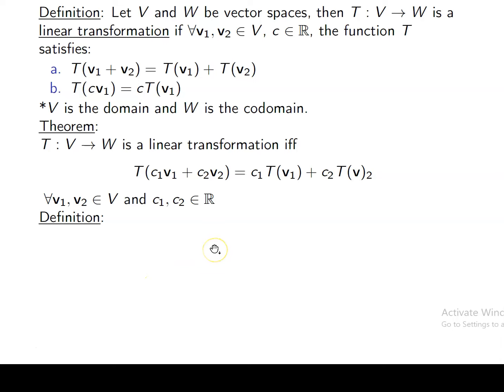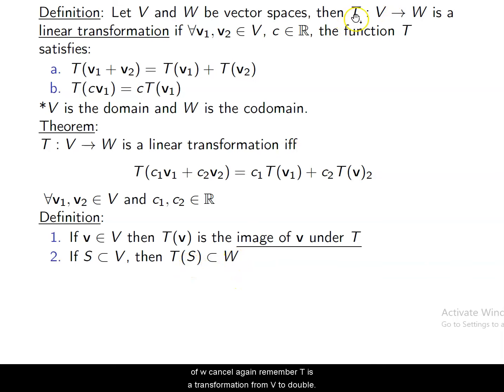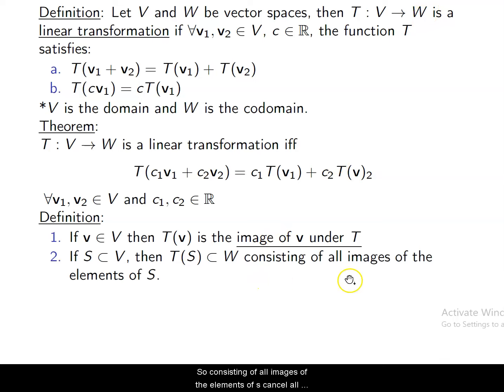All right. Definition: if V is a vector in our vector space V, then T of V is the image of V under the transformation T. If S is a subspace of V, then the transformation of this subspace is a subspace of W. Okay, so again, remember T is a transformation from V to W. So if we have a subspace of V, the image of that subspace is a subspace of W, consisting of all images of the elements of S. So all of the vectors that are in S, their transformation is inside of this transformation of S, which is a subspace of W.